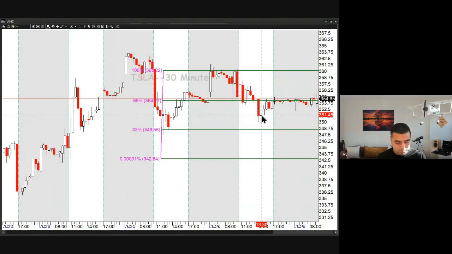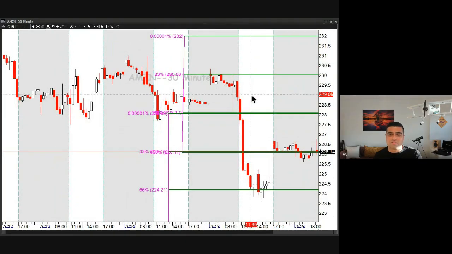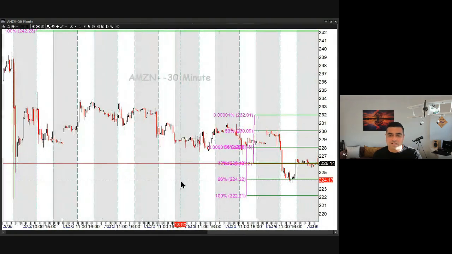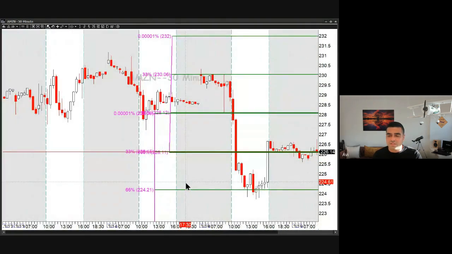Let's go for Amazon as well. What did it do? Let me see. Yeah, I didn't see any setups here. You can consider reversals in this area, but I don't trade reversals this way. So again, no pattern here. It did a move up top, and then no pattern, so no trade. So let that one go.